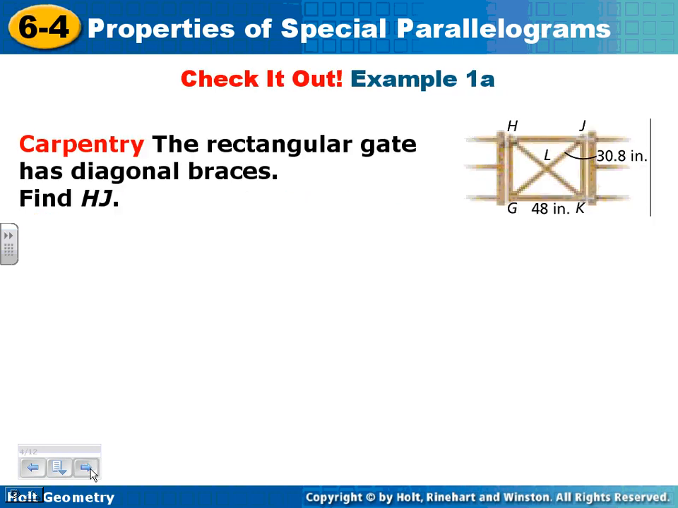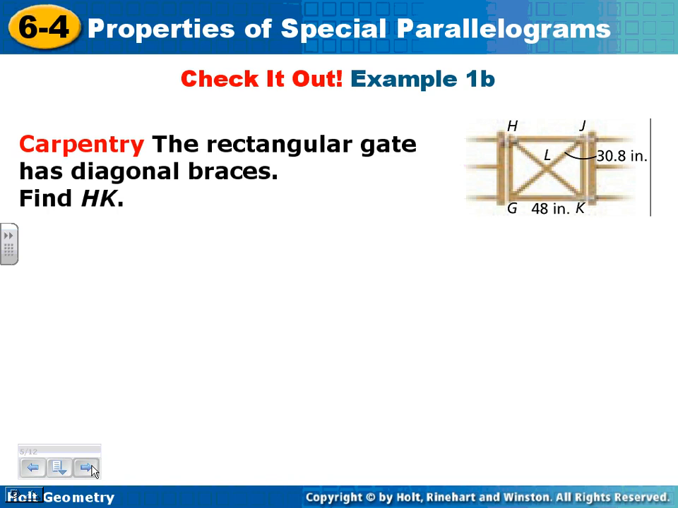The next one, carpentry. The rectangular gate has diagonal braces. Find HJ. Well, this is kind of a simple one. We're going to find HJ. What's this top side? Well, it looks like the bottom side is 48. So it's a rectangle, so the top would have to also be 48. And 48 would be my answer. This problem has nothing to do with the diagonals. We save that part for the next slide.